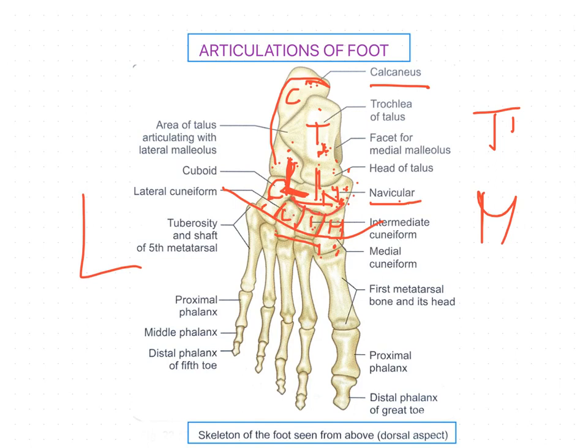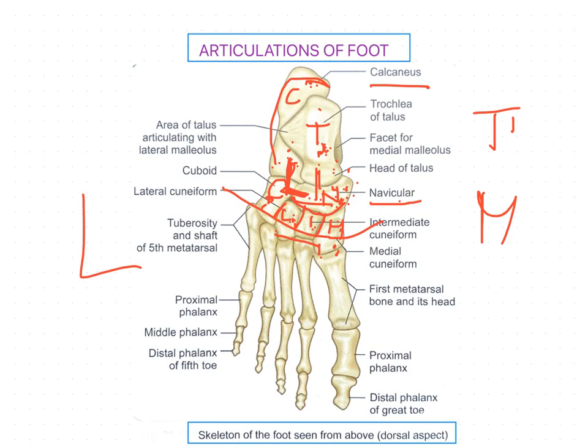All these articulate with the navicular. That is called cuneonavicular and cuboideonavicular, and the next one is the cuneocuboid. That means the lateral cuneiform articulates with the cuboid. So all these form the intertarsal joints. Normally, these are all the intertarsal joints.